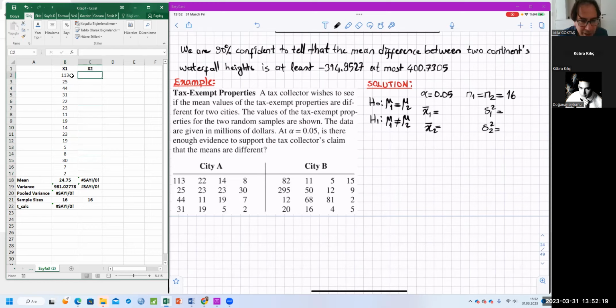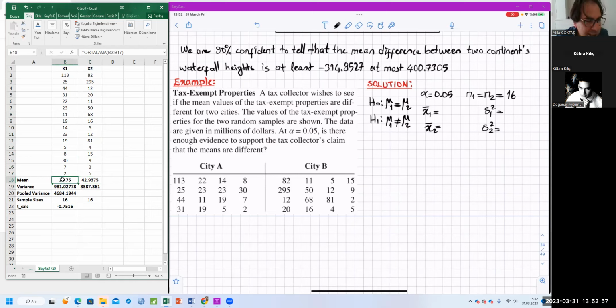Let me see about the second sample. 82, 295, 12, 20, 11, 50, 68, 16, 5, 12, 81, 4, 15, 9, 2, and 5. Final one is 5. Okay, let me see whether the functions are okay.